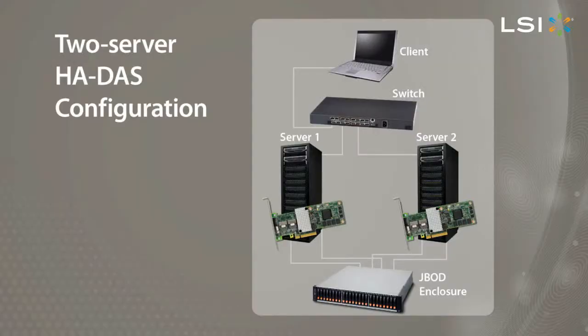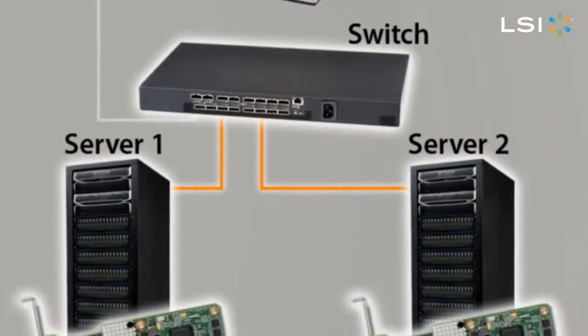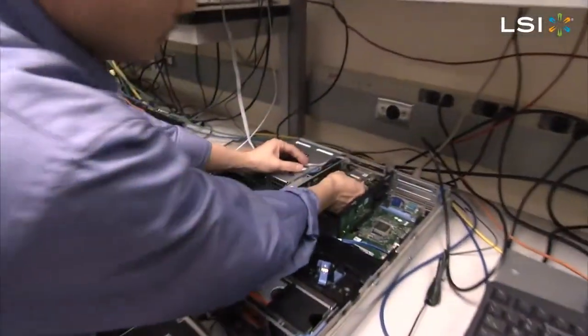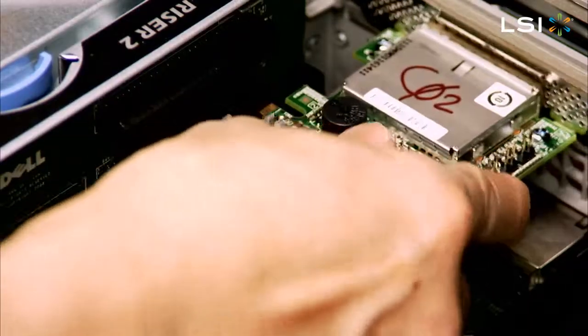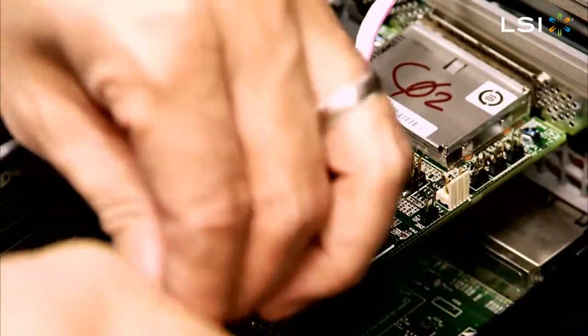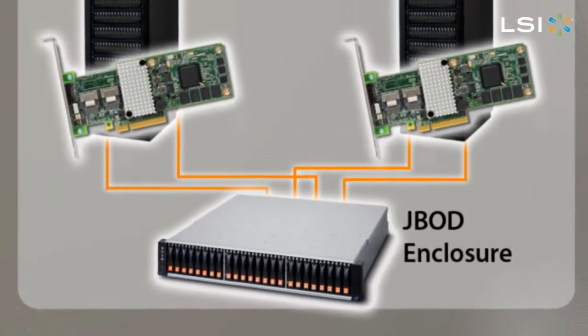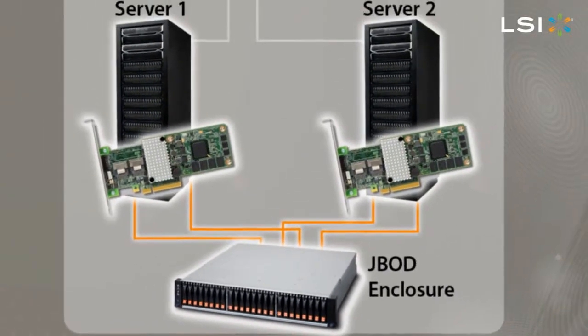This is a typical two-server HA setup in a data center or small business. In this setup, the client's or end-user system connects through a switch via Ethernet to Server 1 and Server 2. Each server has an LSI HA-DAS MegaRAID controller with 2x4 external SAS connectors. The connectors cable out into a JBOD storage enclosure redundantly.